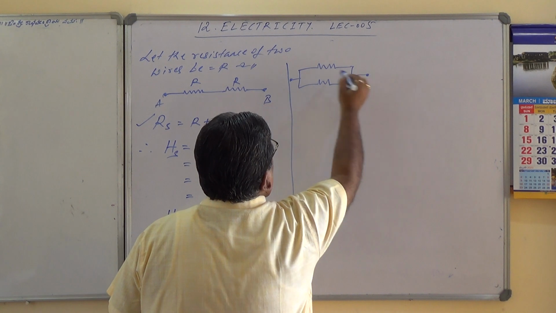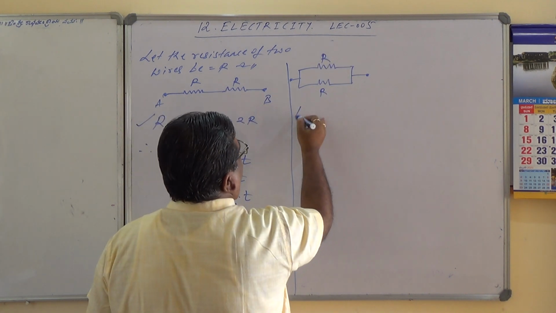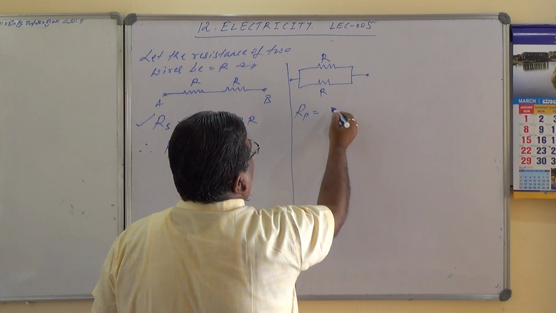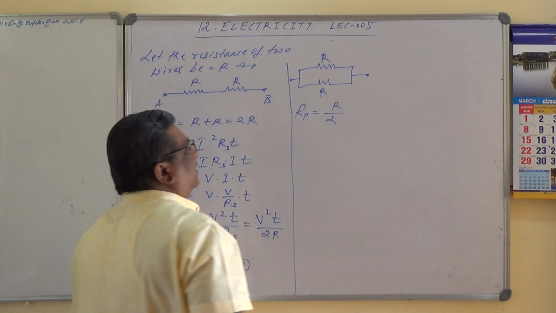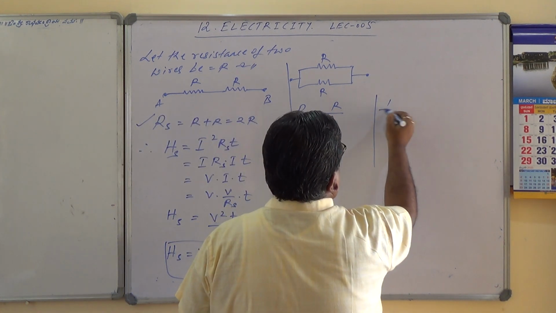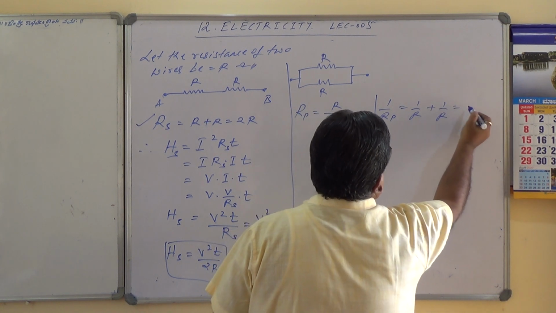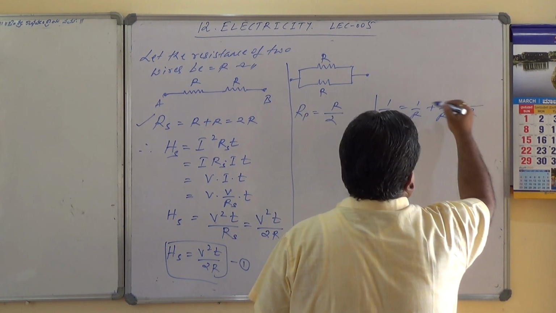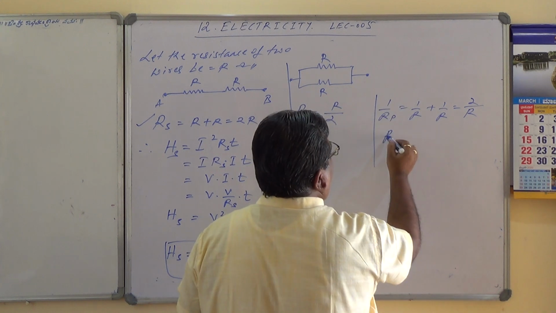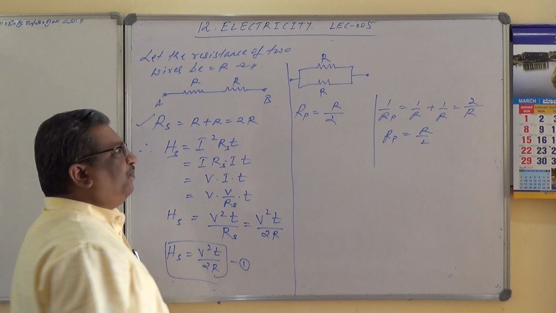Let us now club these together in parallel combination. This is also R, this is also R, and therefore Rp equals R by 2. If n resistors are connected in parallel, you can remember it this way also. For example, 1 by Rp equals 1 by R plus 1 by R. What is the LCM? R. Therefore 1 plus 1, 2, and taking the reciprocal, Rp equals R by 2. That is what I have done, R by 2.